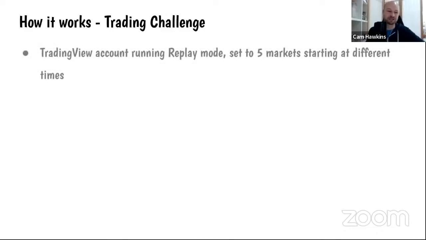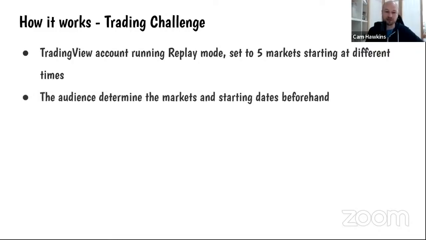The trading challenge: we've got a TradingView account running replay mode set to 5 markets. In fact, I've decided that we're going to do 10. I was unsure as to how many we were going to do. So we've got 10 markets, and they're all starting at different times. The audience was going to determine the markets and the starting dates beforehand. Now, look, that didn't happen. This was a bit of a last minute thing. I don't think you guys really understood how to do it.